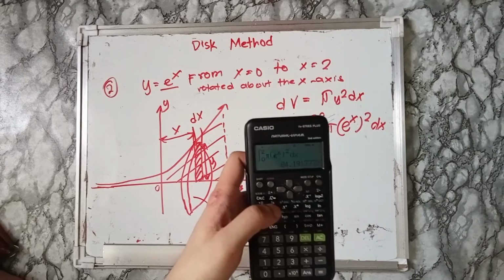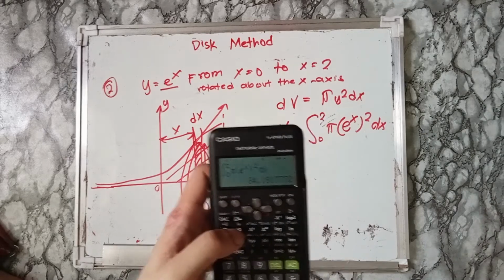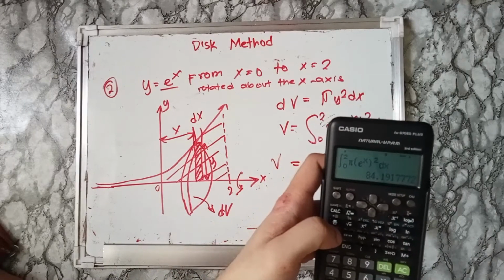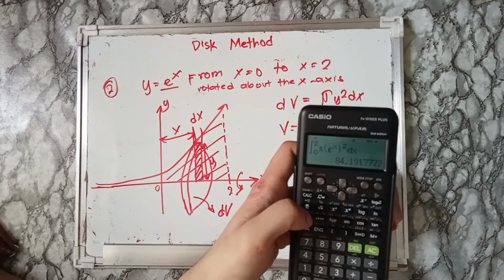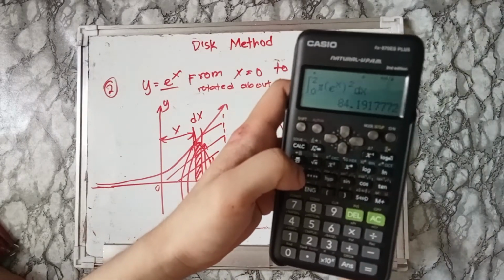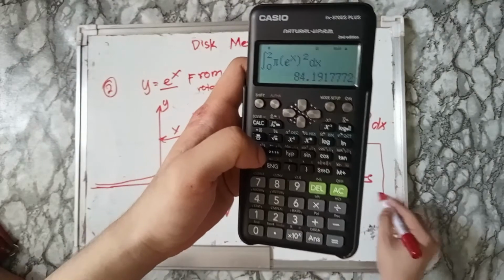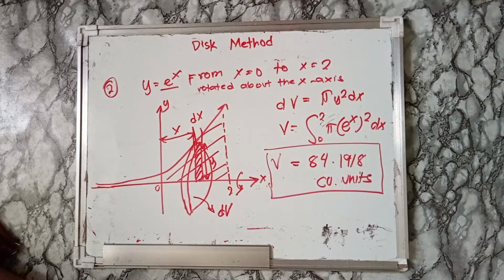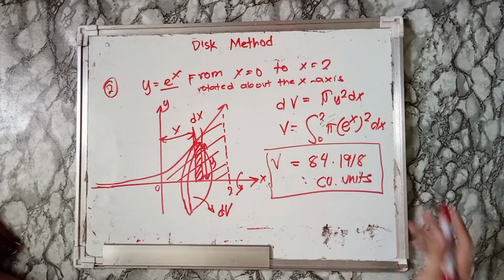So our final answer here is, so the volume is 84.1918 cubic units. So this is our answer.